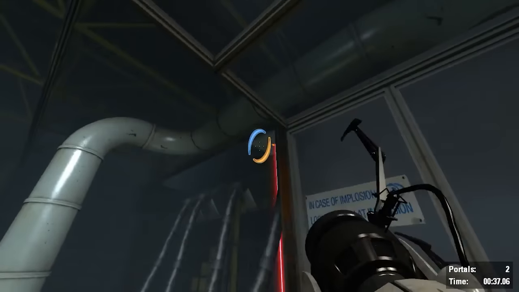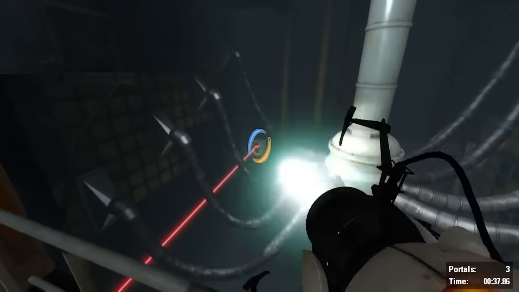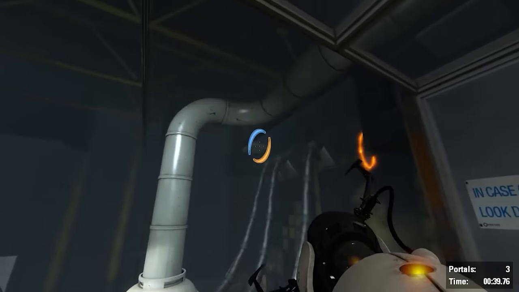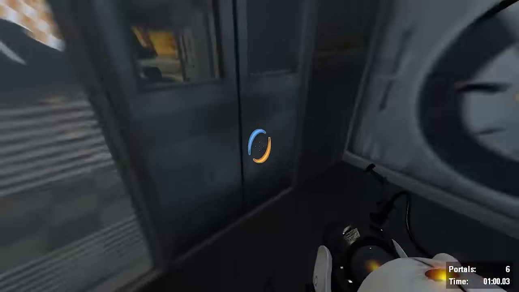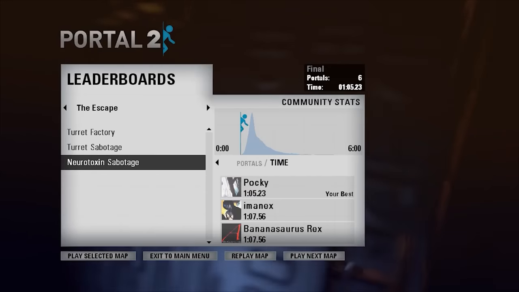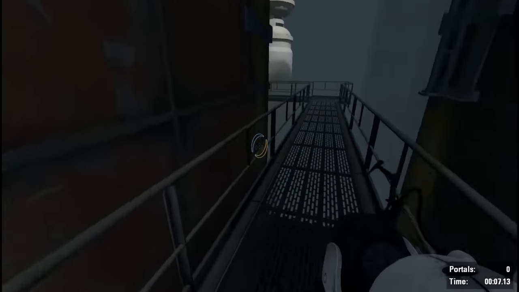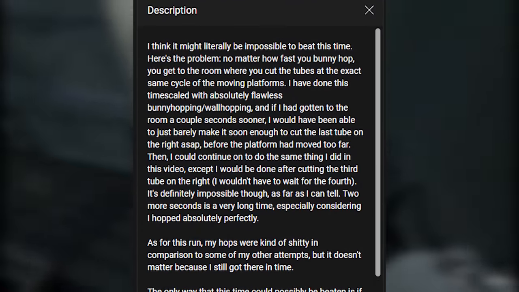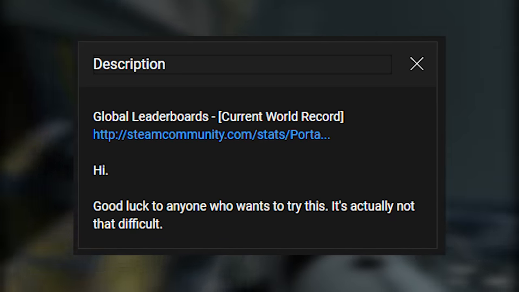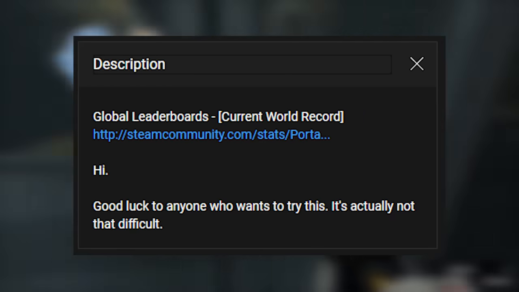And Pocky had done the impossible. He managed to catch the last tube on the right side, and it resulted in a time of 105.23, over 2 seconds faster than the so-called perfect time achieved by Bananasaurus Rex and others. And while Bananasaurus Rex's video had an essay to go with it, all Pocky had to say was, "Good luck to anyone who wants to try this. It's actually not that difficult."